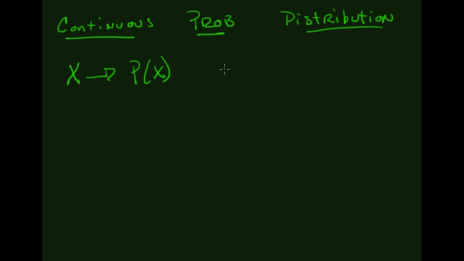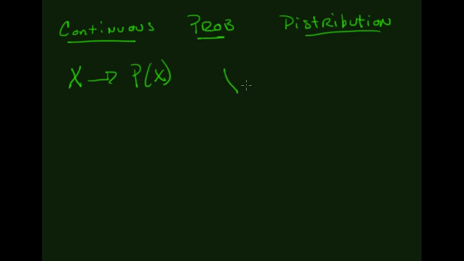But in all of these, the values for x had to be countable. Like you had either 0, 1, 2, 3 successful trials, or 0, 1, 2, 3, 4 occurrences. They had to be countable. It could be an infinite number of them, but it had to be countable. When I have continuous, I am non-countable.